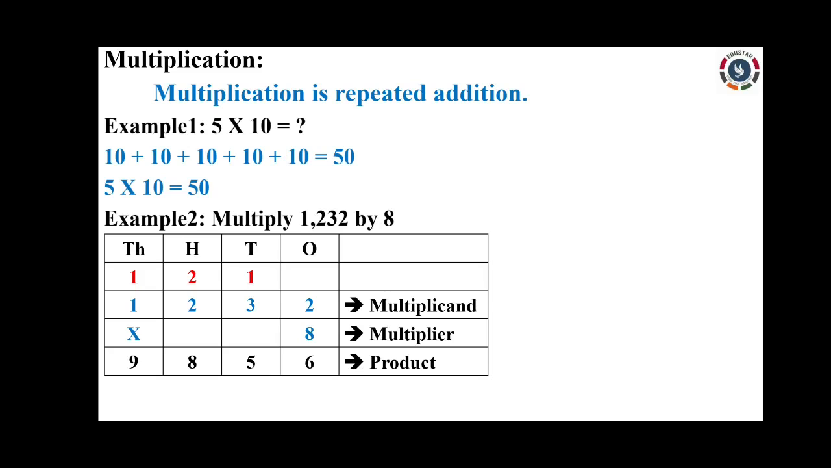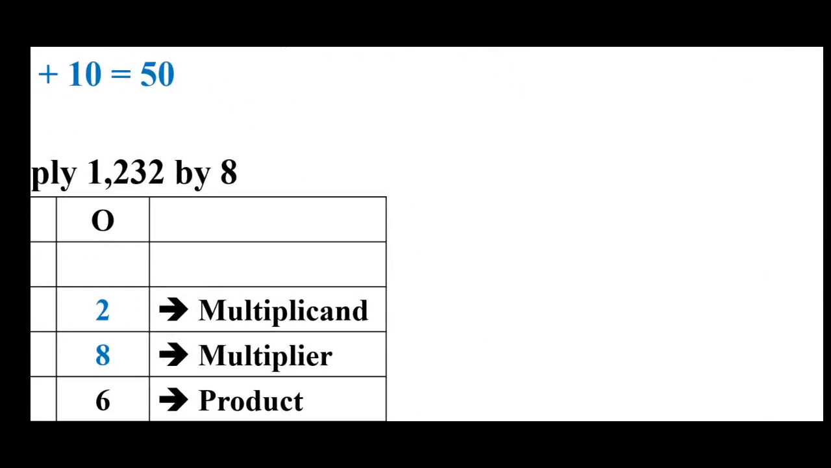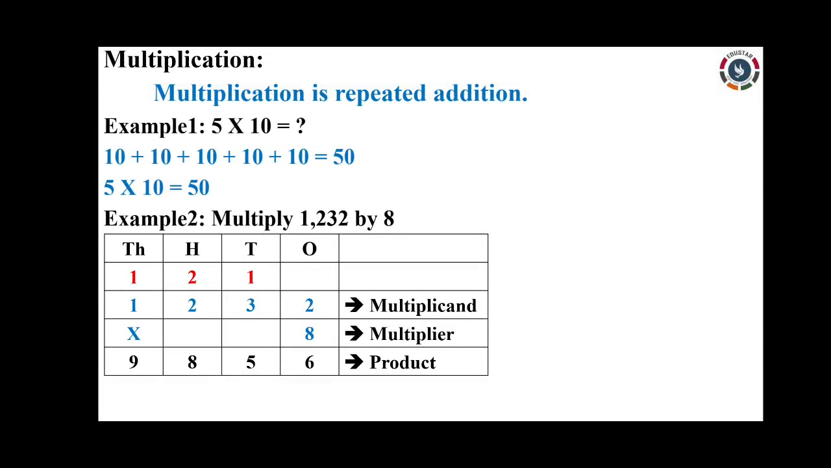1 8s are 8 plus 1 9. Write 9 under thousands place. Here 1232 is the multiplicand and 8 is the multiplier. The answer is the product. The answer is 1232 into 8 which is equal to 9856.